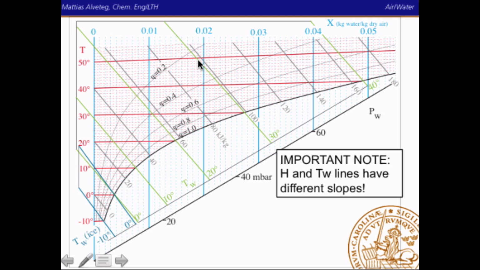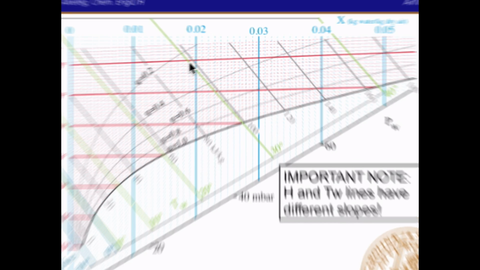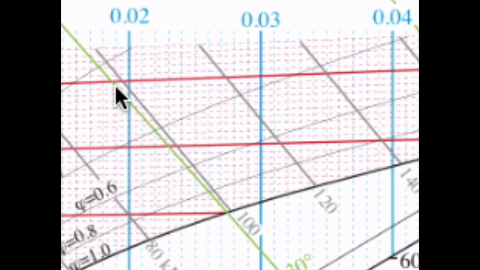It's important to note here that the slope of the wet temperature line is different from the enthalpy line, and that can be seen here, for example, where it's closer between the lines here, and up here it's a larger distance between them.